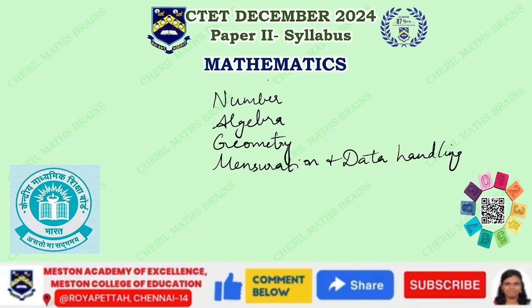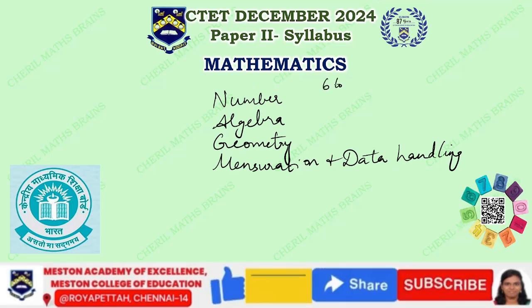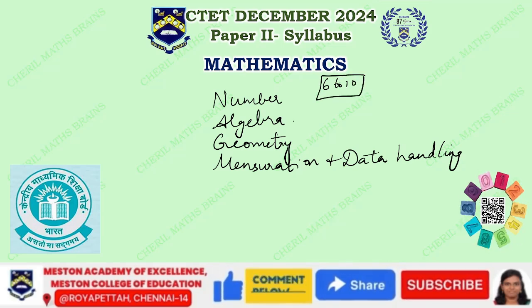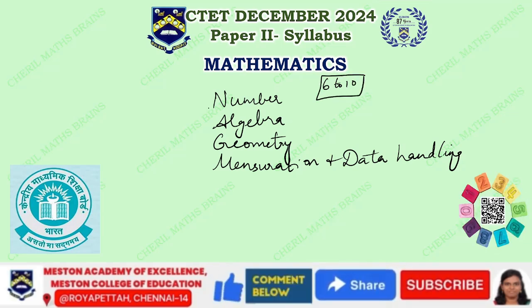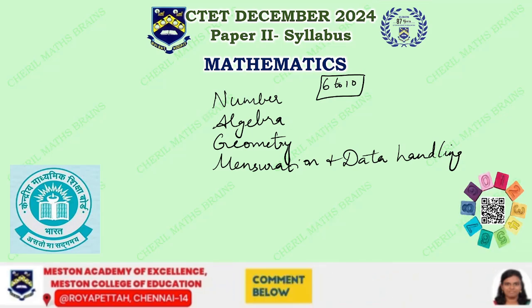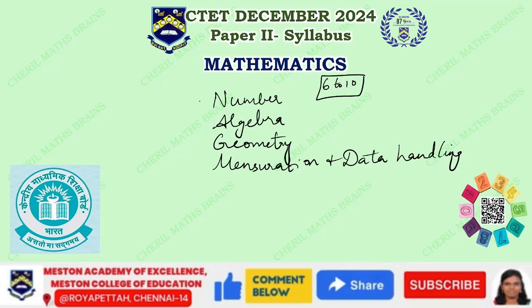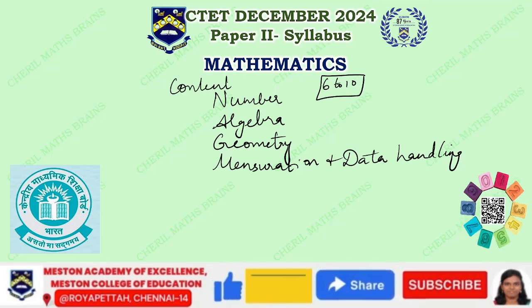And for mathematics, it is better for you to learn from classes 6 to 10. Though it is from 6 to 8, there might be some high level questions. So if you are thorough with the concepts given in the NCERT textbooks from classes 6 to 10, that is more than enough. All these come under the content, that is the concepts.